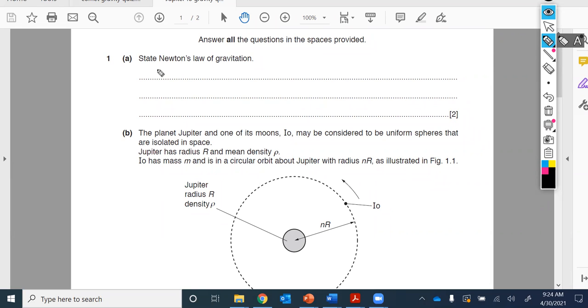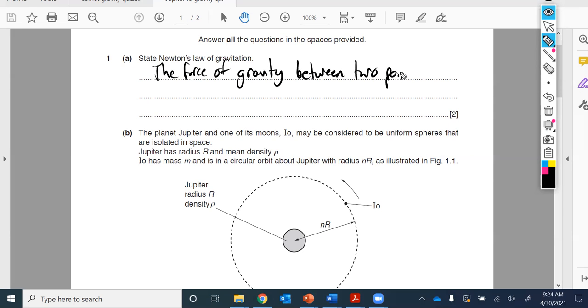Newton's law of gravitation says that the force of gravity between two, let's call them point masses, is directly proportional to the product of the masses. The more massive, the more gravity.